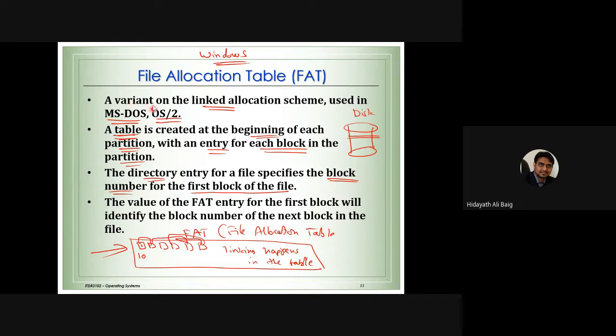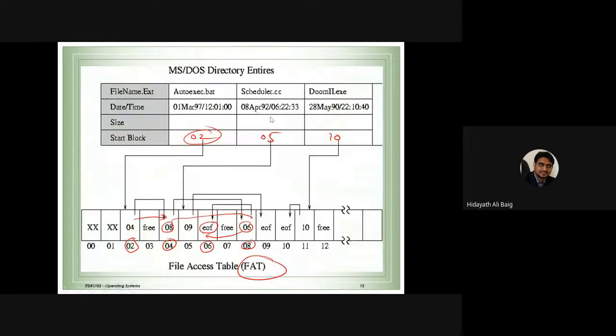Okay, so it's one variety of linked allocation. What is happening? In the same way, we are having the linking of the disk blocks, but not directly inside the hard disk, with the help of this table. And we call this table the file allocation table or file access table. I call it the file allocation table. This is popular because Microsoft Windows operating systems use this method, in the old systems, not the new ones.